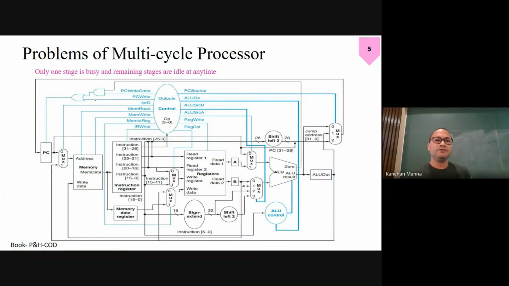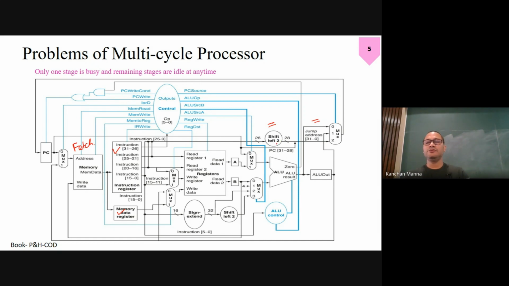Before going to that, you see this is the data path of the multi-cycle processor. Here you can see this is our IR register, this is the MDR register. This is the fetch stage. When an instruction is in this stage, these other stages are sitting idle: this decoding stage, the EX stage, then memory, or write back.